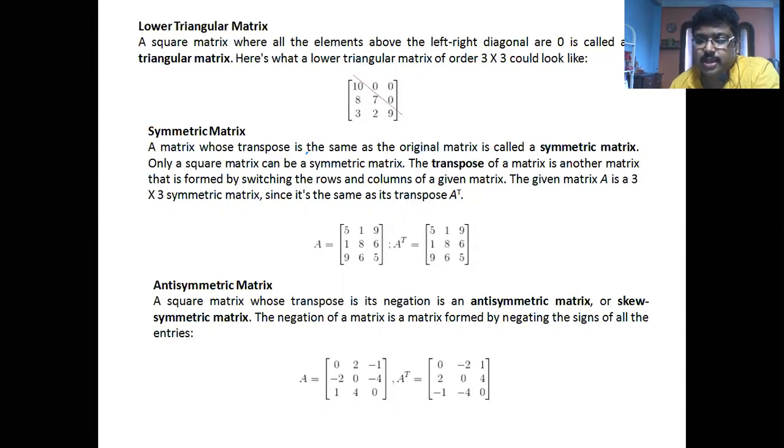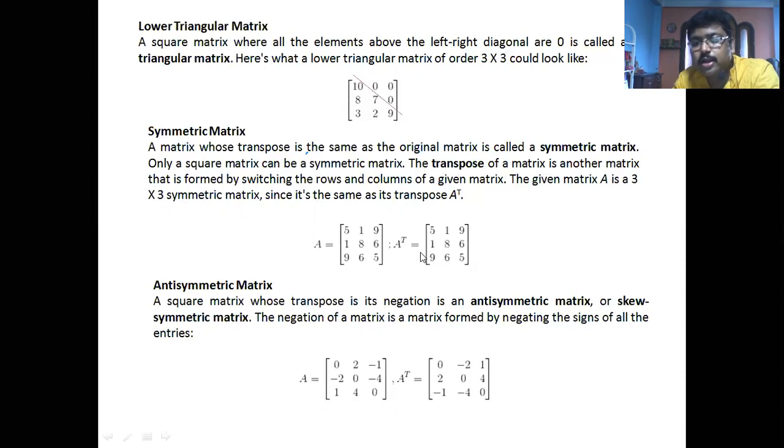Here is an example of a matrix A, with 3 rows and 3 columns, and it is a symmetric matrix. Why is it a symmetric matrix? Since it is the same as its transpose. Look, this is the matrix, and these are the rows.